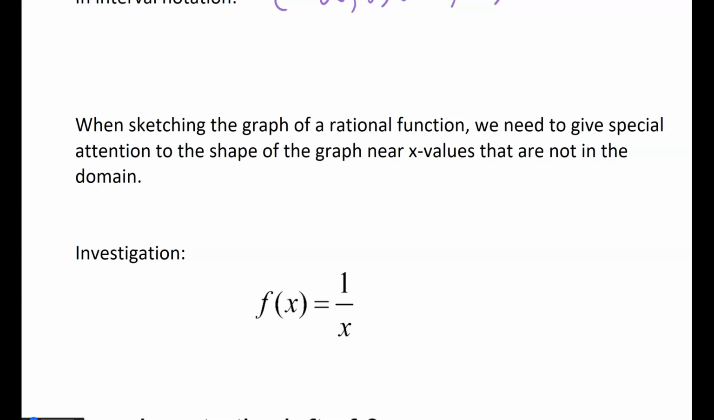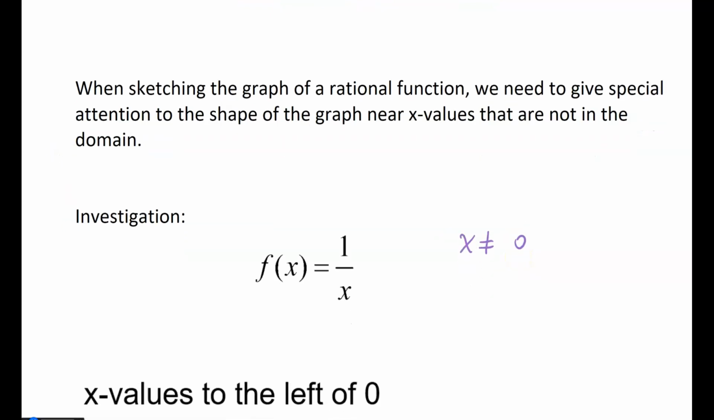Okay. So again, 0 is not in the domain, and so we want to figure out what is happening to our graph when we get close to 0 from both the left side and what's happening on the right side as we go away from 0.